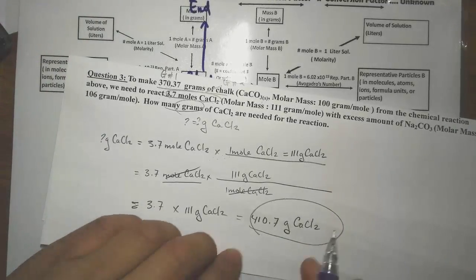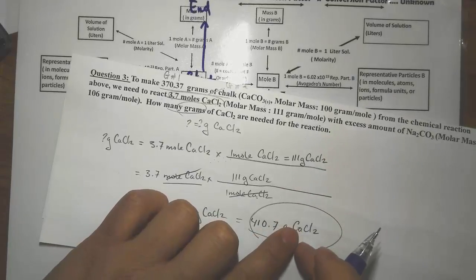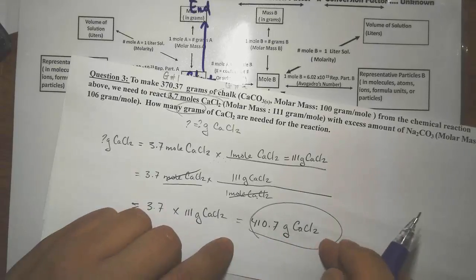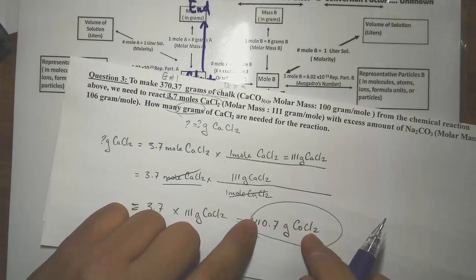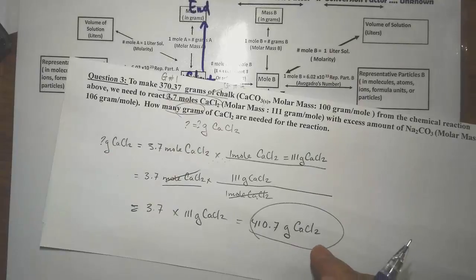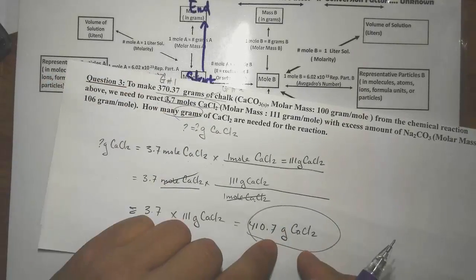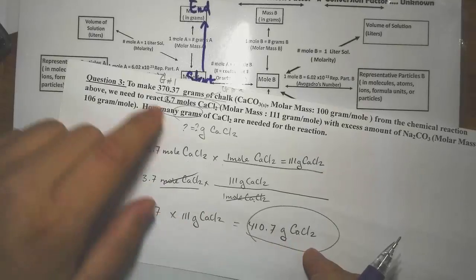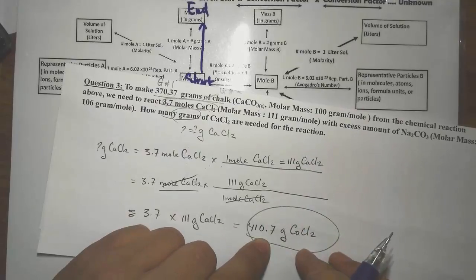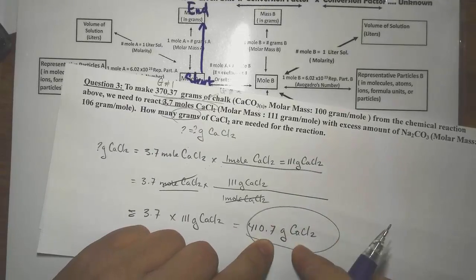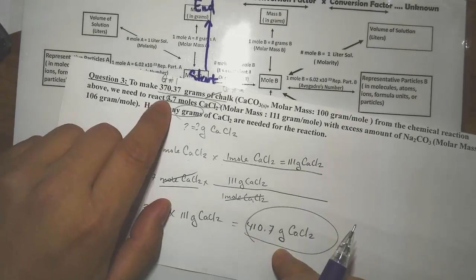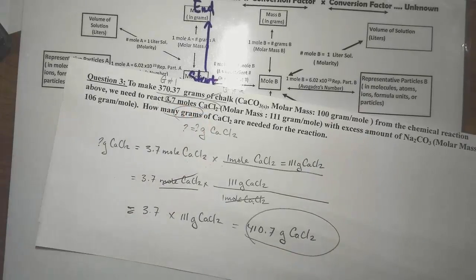So what does that tell you? This is how much calcium chloride you will need to make that amount of chalk. But it also means that if you have that many grams of calcium chloride, and we express this in terms of moles, it's just 3.7 moles of calcium chloride. So be careful with that, okay? 410 grams of calcium chloride will produce 370.37 grams of chalk. But if you are given this, and we were to ask in terms of moles, how many moles of calcium chloride will there be if we have this much calcium chloride? 410.7 grams. It will only be 3.7 moles of calcium chloride. So that's the beauty concept behind it.